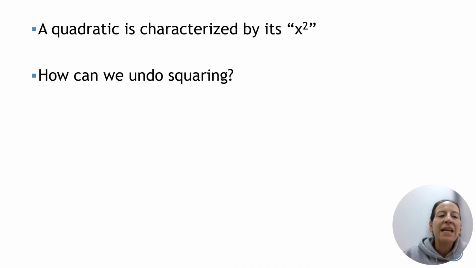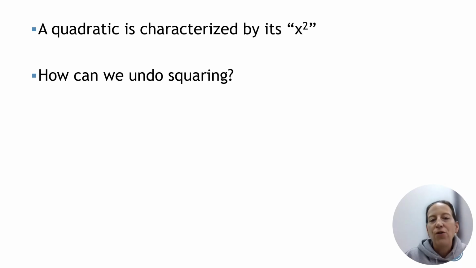Now, a quadratic is characterized by its x squared. That's the thing that we look for to determine if a particular function is quadratic. So I want you to think for a moment: how can we undo squaring? Do we have an operation that undoes that? Think for a moment.